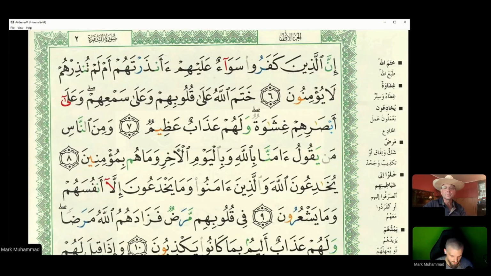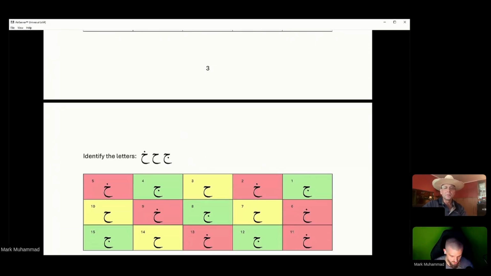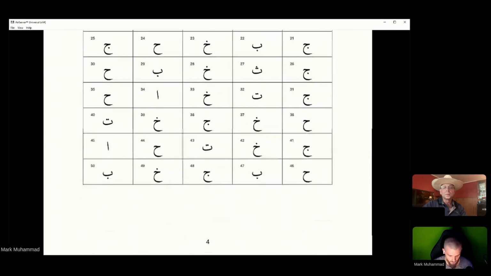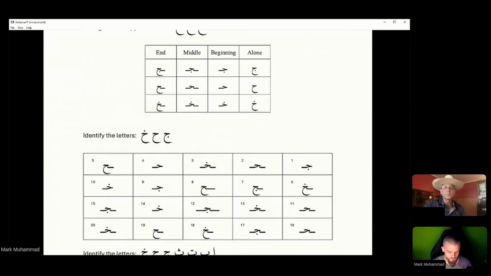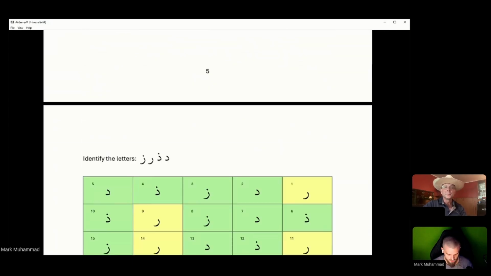So when you're looking at the mushaf, the copy of the Quran that you'll have, you may see slight variations in the letters just because it's been penned by an actual hand, not by a computer. But this font is a computer font, and it is based on the handwriting. Okay, so just to let you know.